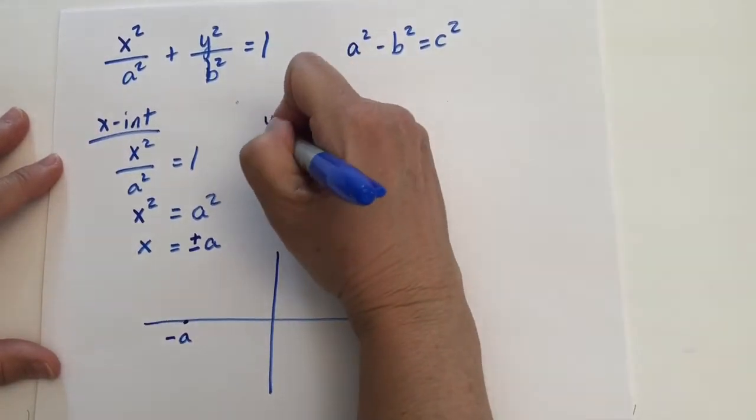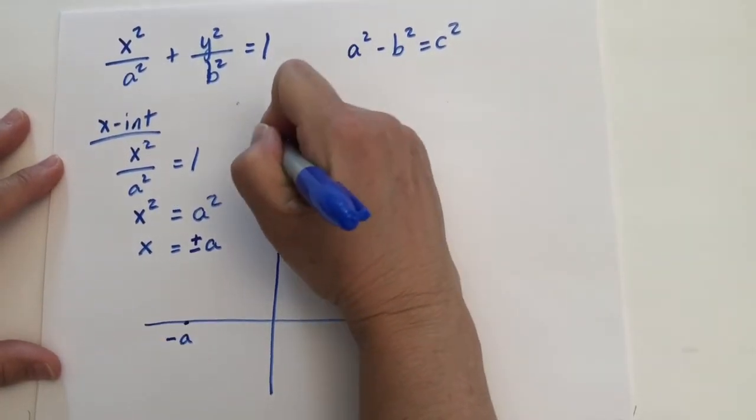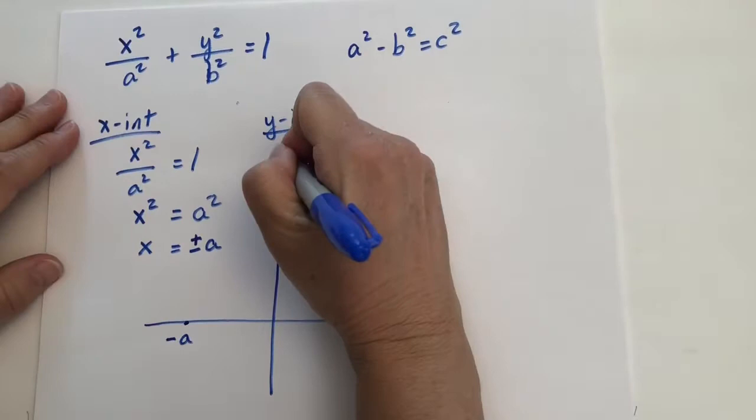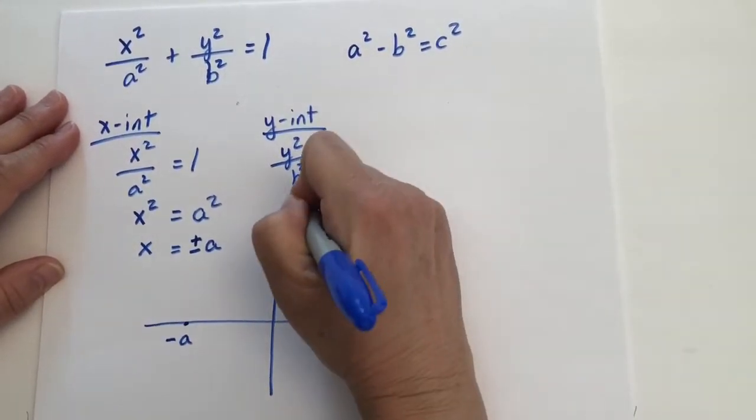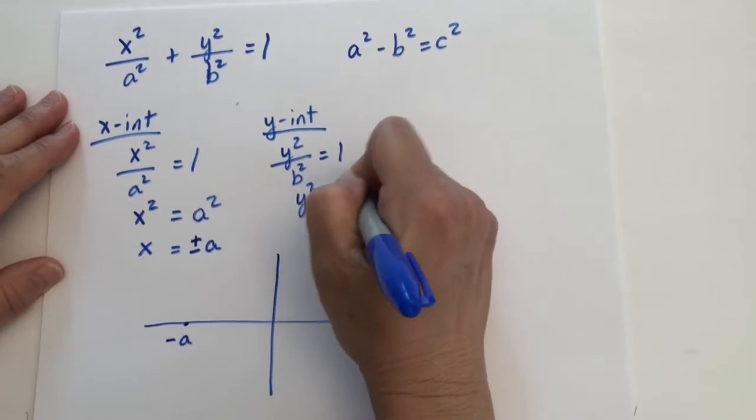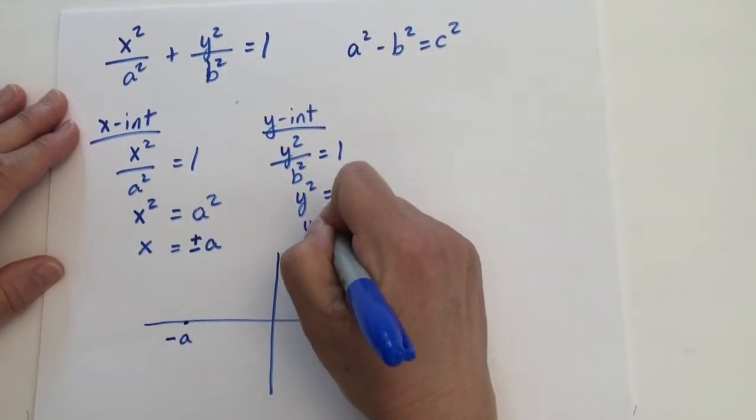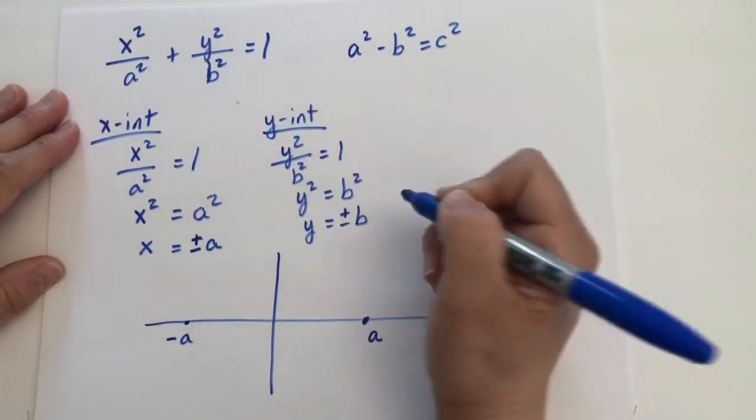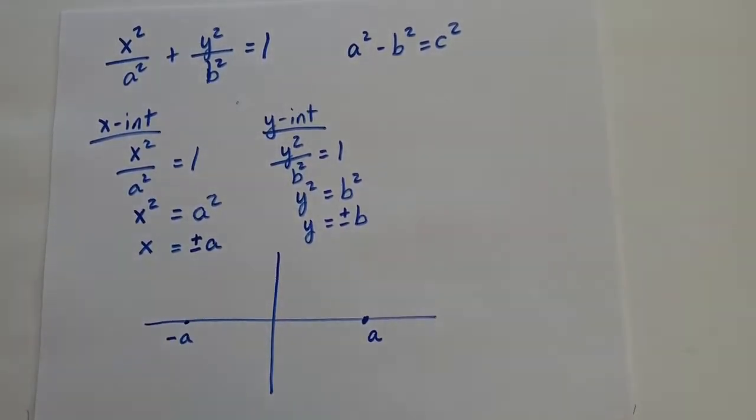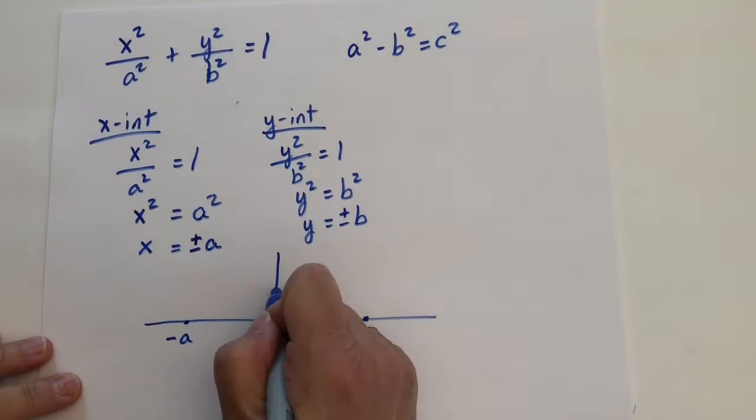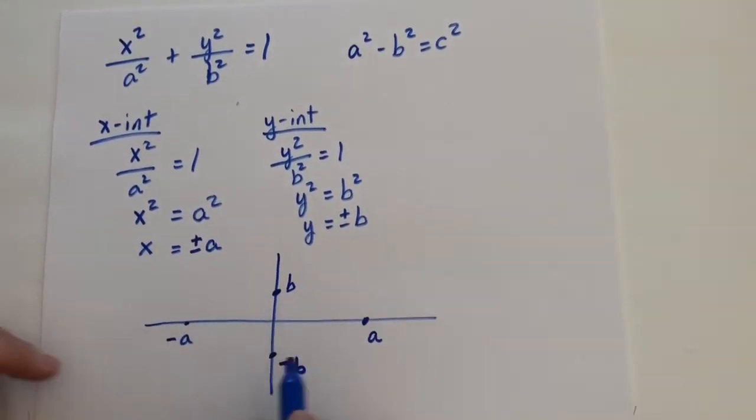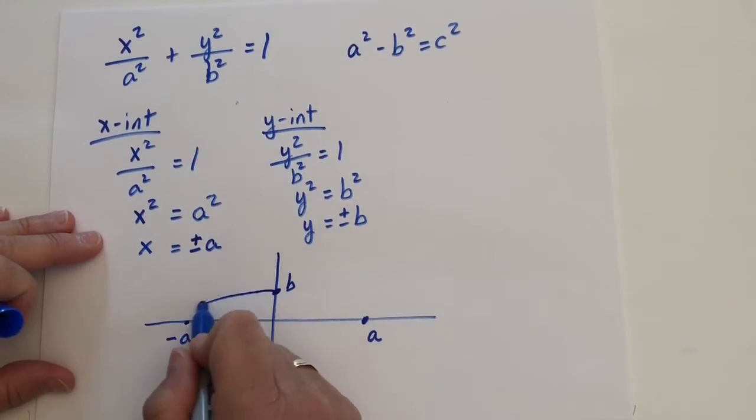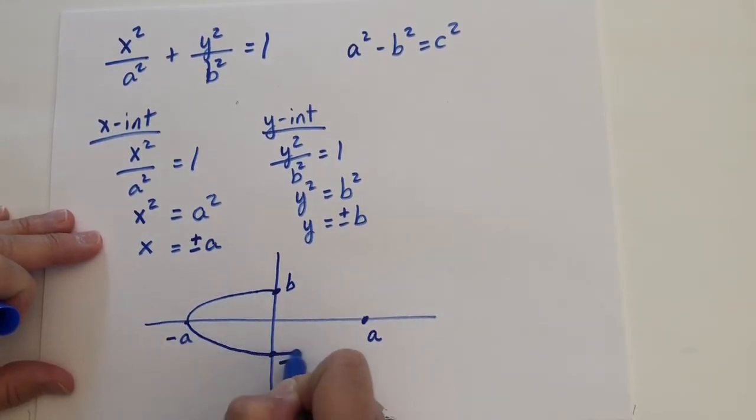Similarly, finding the y-intercepts, you make x 0, and you would be solving y squared over b squared equals 1. So when you solve that equation, you have y equals plus or minus b. So I can go in the y direction, b units. And down here to negative b. So our ellipse would look something like this.